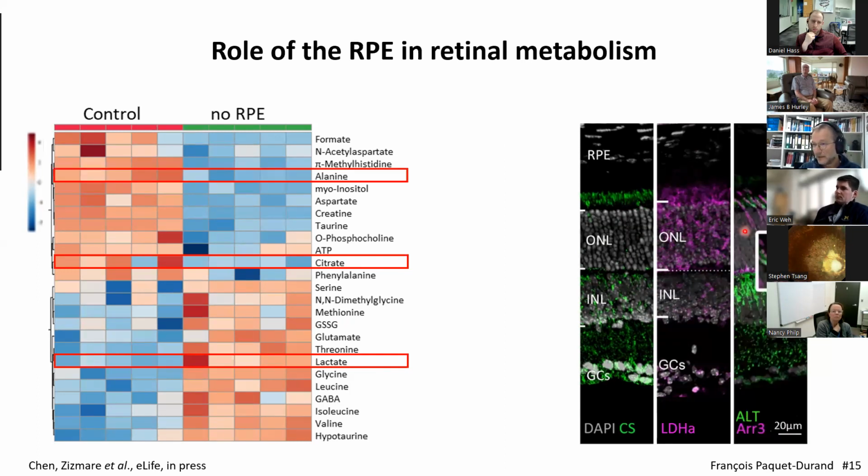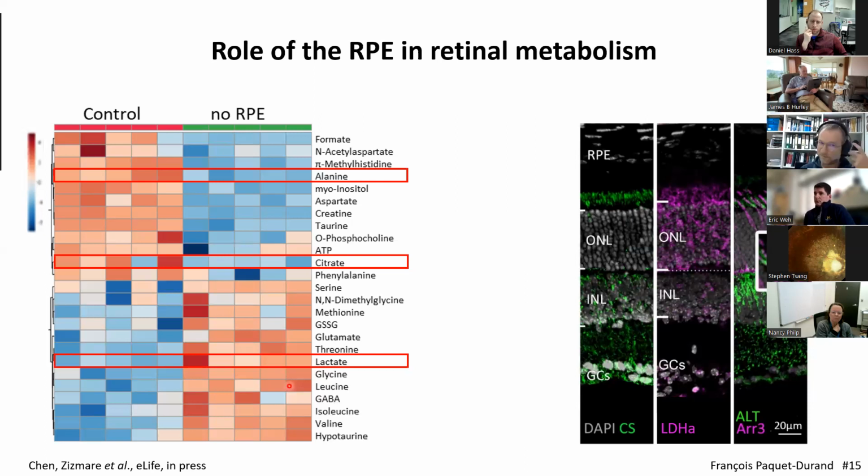And another interesting metabolite is alanine. The enzyme that can produce it is alanine transaminase, which we find to be strongly expressed in cone inner segments, as shown here by a co-labeling with cone arrestin. It's also expressed in the inner retina in bipolar cells, but in the outer retina, it's only expressed in cone inner segments. And what is interesting is that alanine and lactate behave exactly reciprocal to each other. In the control, we have a lot of alanine and no lactate. And in the no RPE retina, we have no alanine and a lot of lactate.